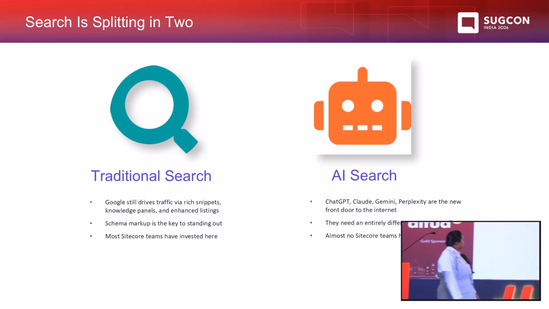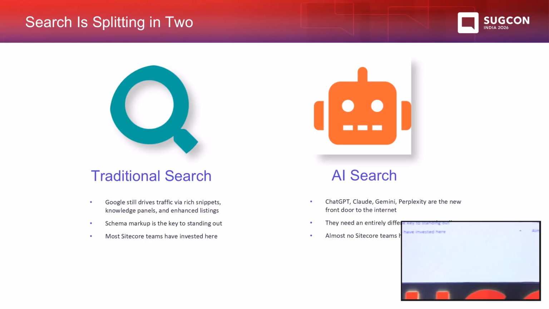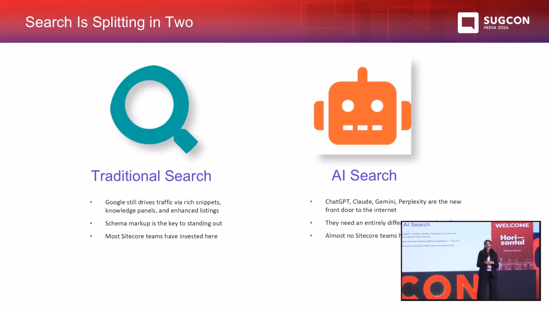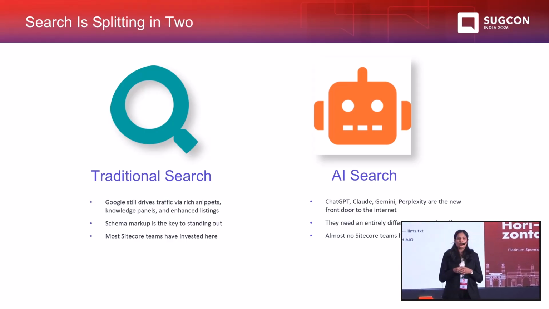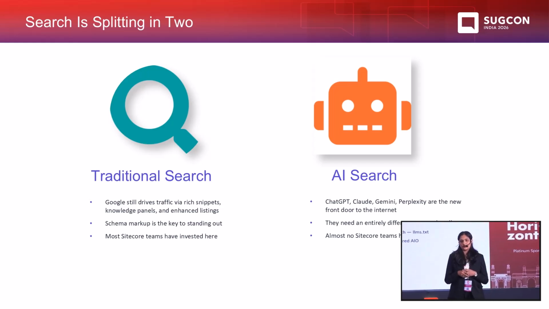On the left side, you see traditional search. We all know how traditional search works. Google still drives traffic from rich snippets, knowledge panels, and enriched listings. Here, schema markup is the main part of traditional search, and most Sitecore projects and teams are invested in traditional search.